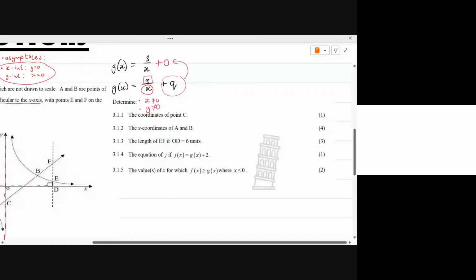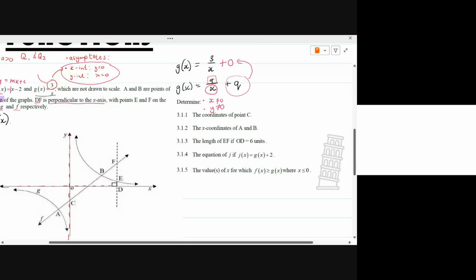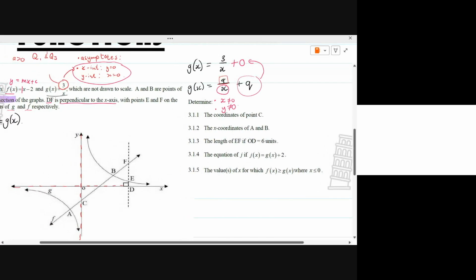Let's look at 3.1.1. I'm just going to ask you guys, thumbs up. Are we able to answer 3.1.1 and 3.1.2? Can we do that at least? Are we okay there? Yes? Okay, I'll give you guys some time. I'll give you guys about 4 minutes. Shouldn't be that difficult.